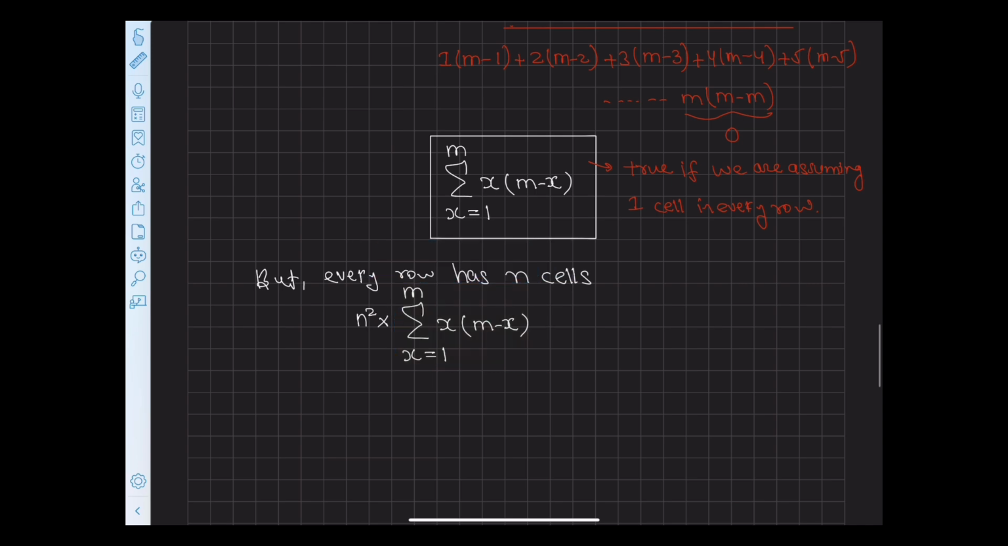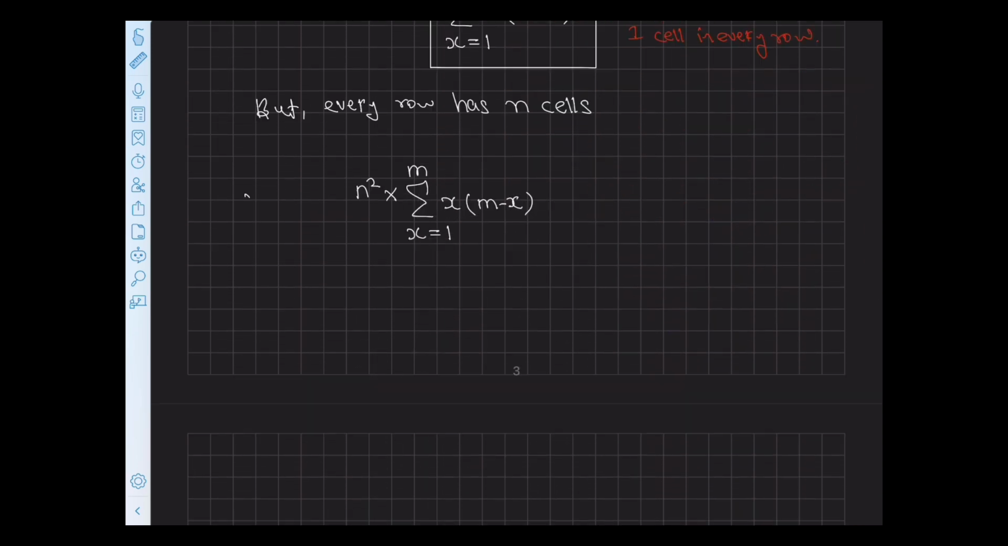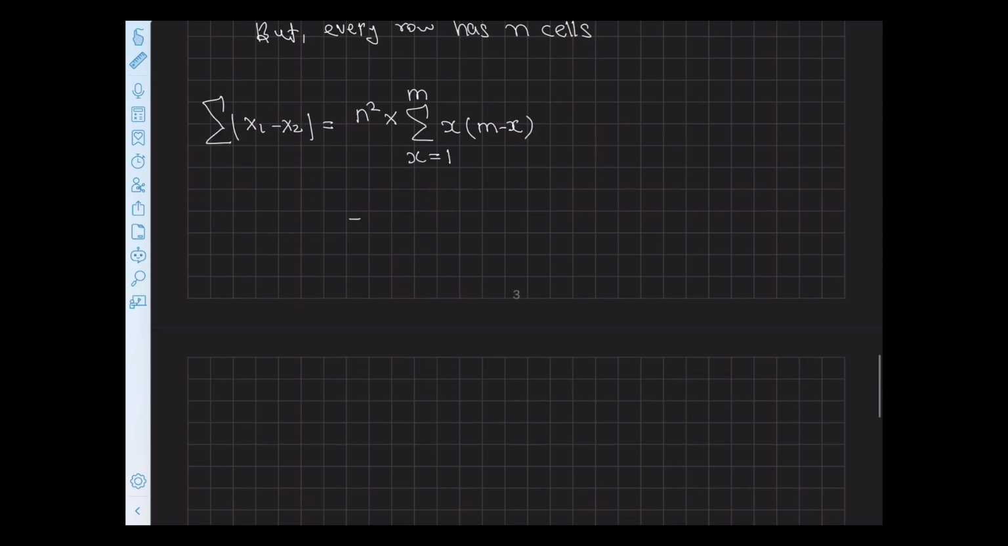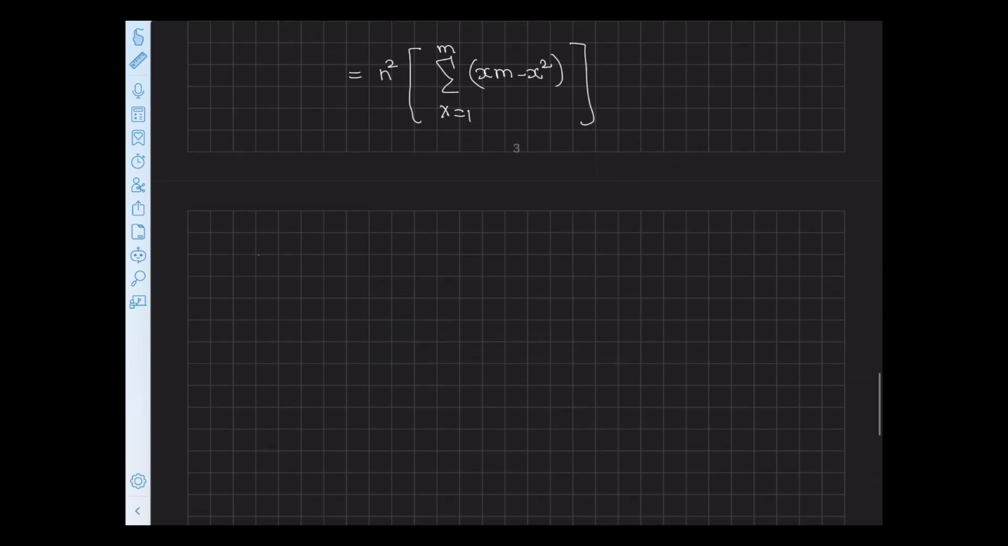Okay. So that is the value of x1 minus x2, all the possible summations. Let's simplify it. So it will be n squared, that's summation. I can write xm minus x squared, right? And the value of x goes from 1 to m, isn't it? So it's now n squared.